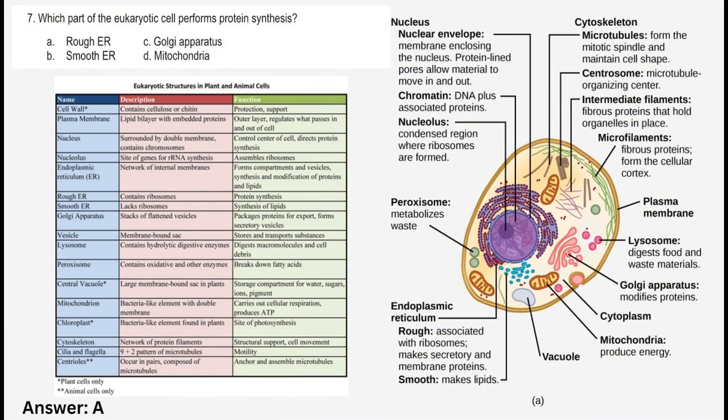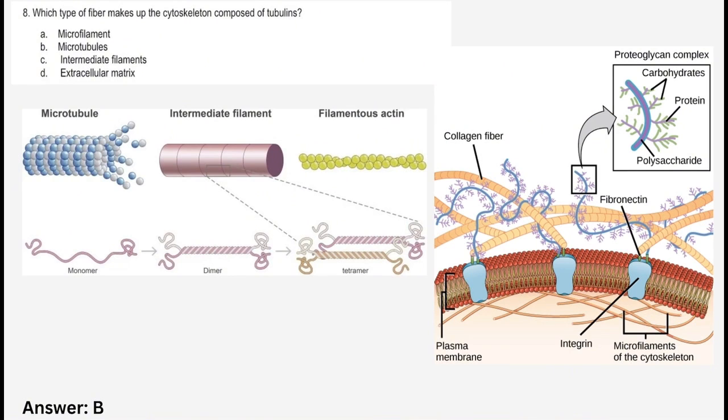Mitochondria, of course, we know that one is the powerhouse of the cell, but let's revise our understanding. It's the one that generates ATP. What is ATP? It's adenosine triphosphate. Okay, it is a source of energy and not a protein. Okay? So, I hope that is clear for everyone. Now, let's go to number 8.